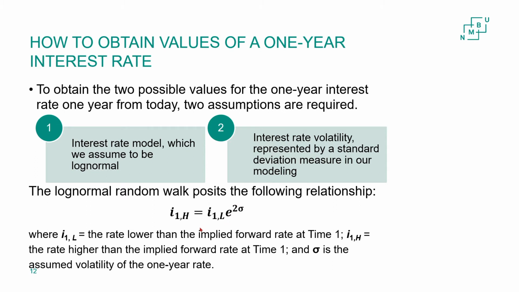And that's because in the binomial model, the interest rate goes either down by 1 standard deviation, or it goes up by 1 standard deviation. So the difference between the high node and the low node would be 2 standard deviations. And what is the standard deviation? It's the interest rate volatility. And we have a different video explaining how you might estimate the standard deviation.